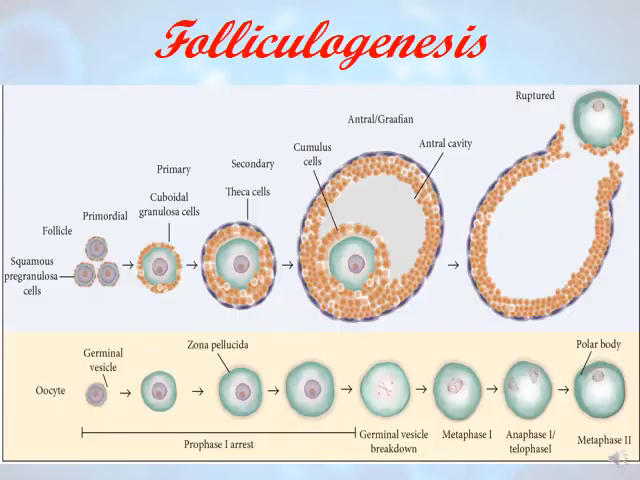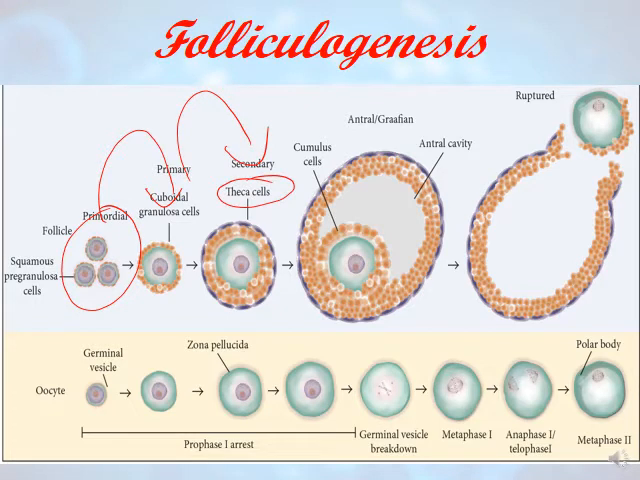oviduct. This is the process of folliculogenesis, the development of the follicle from the primordial to the primary, to the secondary. You have the theca that have a role. We'll study this later. Then to the cavitary and the Graafian follicle, which will be ruptured during ovulation, releasing oocyte 2. Okay?